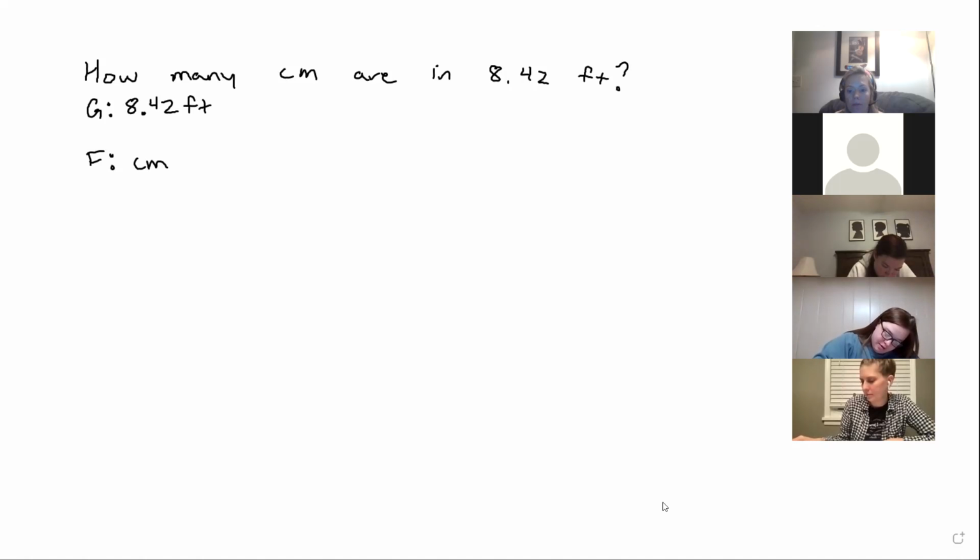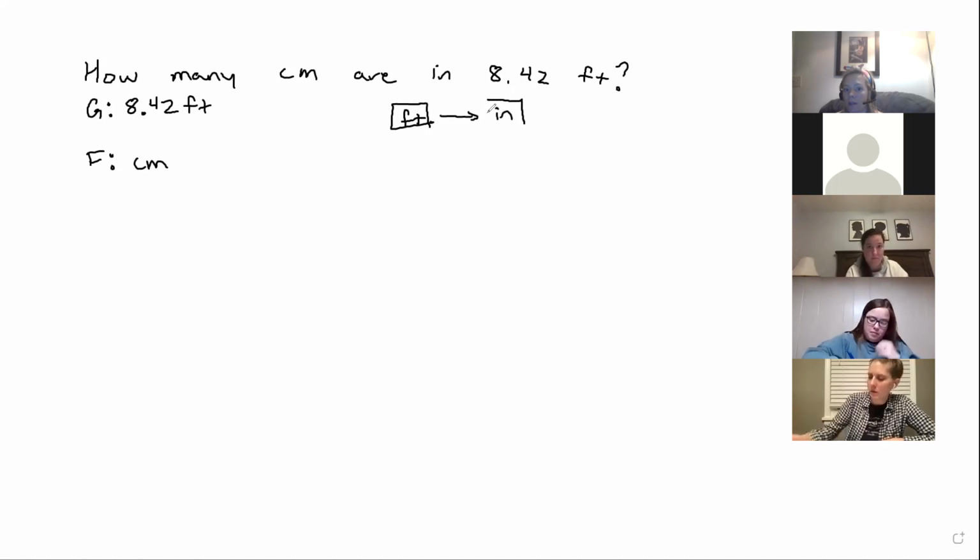So I'm going to draw one of those flow charts that the text likes to guide us through. I'm going to start with feet. Because I don't have an easy way to get from feet to centimeters, I'm going to go from feet first into inches. I'm going to take my feet and first convert it to inches, and then after I get into inches, I'm going to get it into centimeters. So it's a two-step problem.